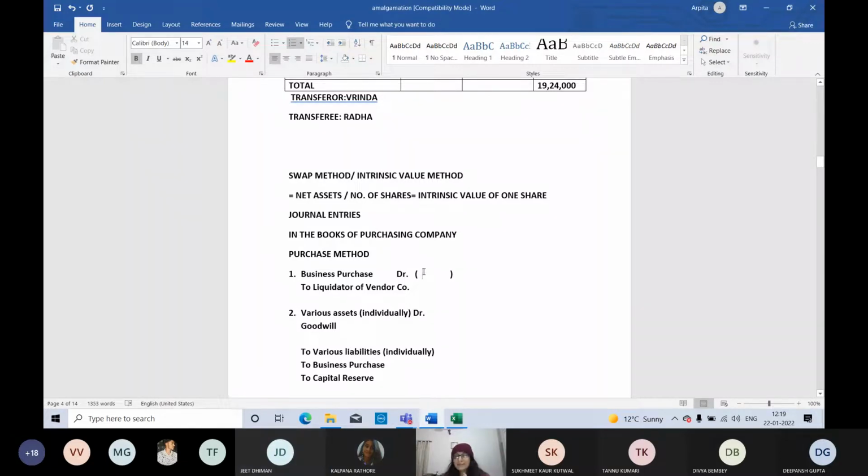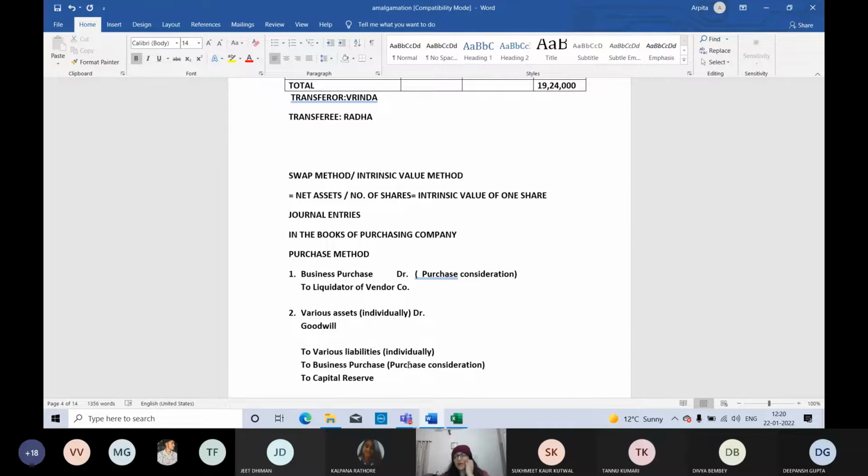That is why, what is our step-by-step procedure? First, we identify who's the vendor, who is the purchasing company. We identify whether it's the purchase method or merger method. And finally, we calculate the purchase consideration, because if I don't have the purchase consideration, I cannot pass my first entry. So the amount by which I'm going to pass the first entry is going to be the amount of purchase consideration. And similarly, if you look at the second entry, it's going to be various assets to various liabilities to business purchase. Again, the amount by which I have purchased the business.